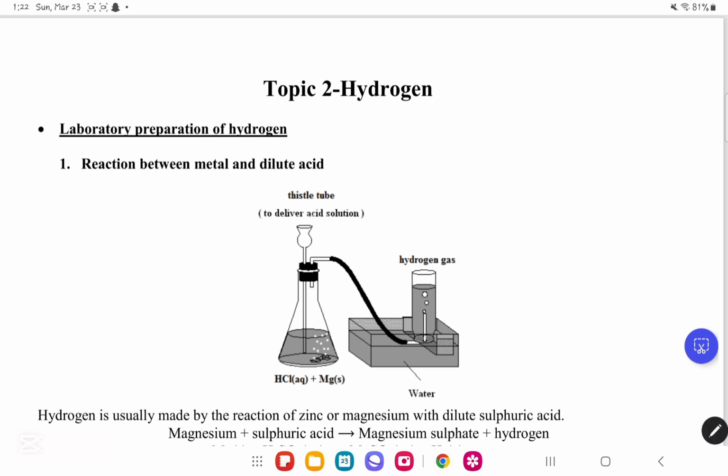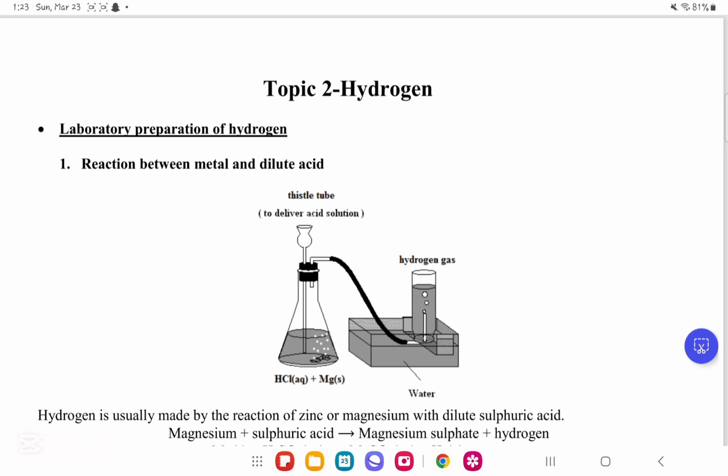This we will learn in topic 10, which is about metals. So I will explain topic 10 later on, or by the time I have posted this video and you guys use it to study, I probably would have posted it, hopefully. But another way is the addition of steam to a metal. So steam plus a metal will produce hydrogen.